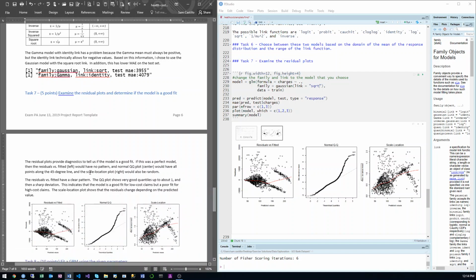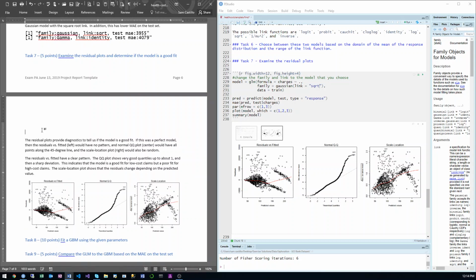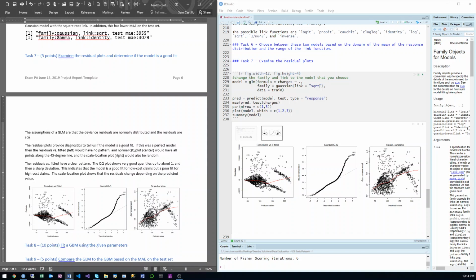And it might be good to provide a little bit more theoretical understanding, just to help the grader to understand. So you could say the assumptions of a GLM are that the deviance residuals are normally distributed, and residuals are scattered around 0.